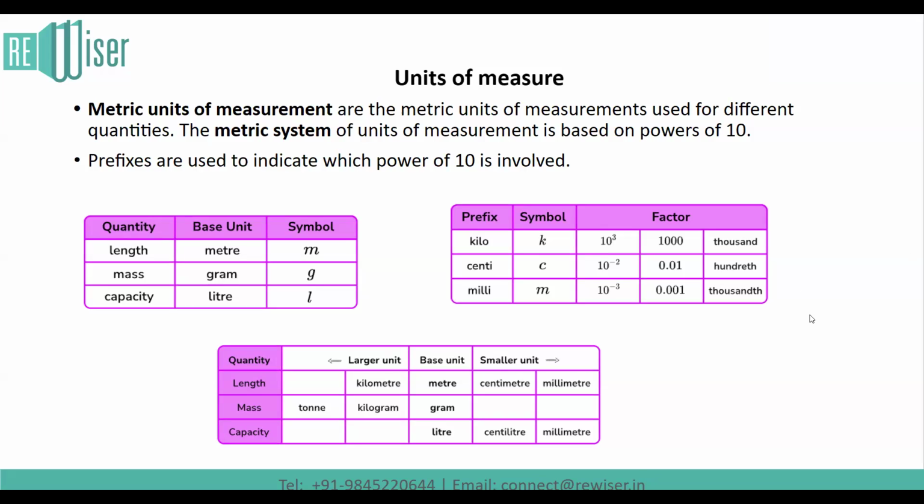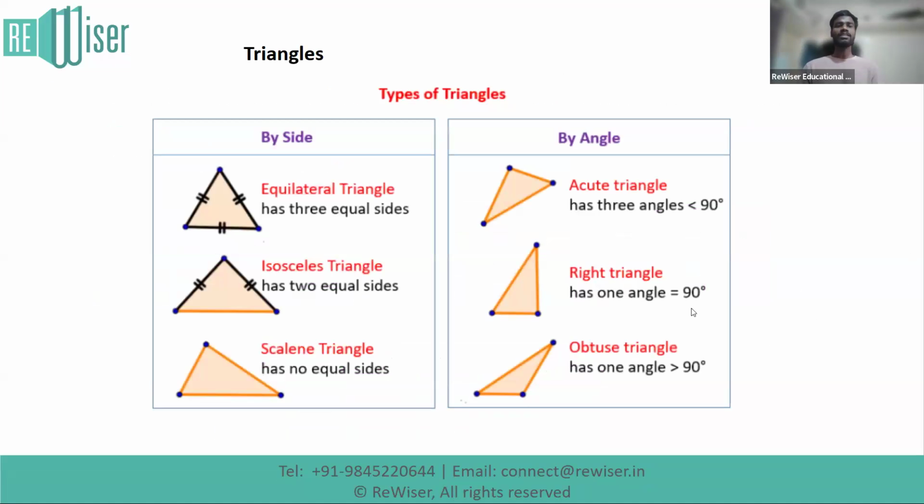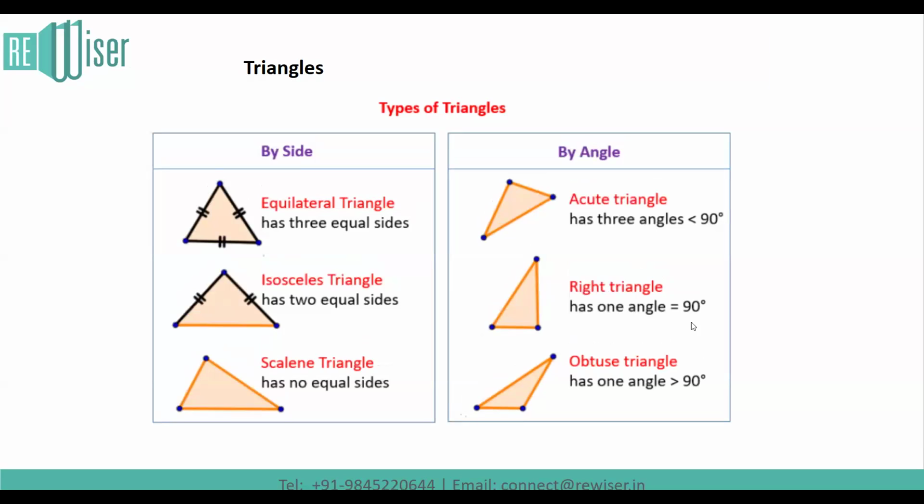So the next thing that we should be learning is triangles. What are the different types of triangles that we have and how are they measured or identified? The first thing is the equilateral triangle, which has three sides that are equal in nature, right? Three sides which are equal in nature.